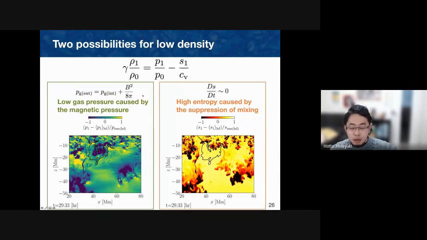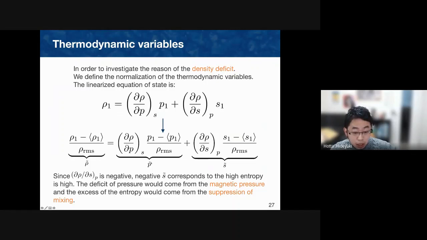So, one is P tilde, and the other is S tilde. So this is rho tilde. Rho tilde is, at first, we subtract the average density and normalize with the rho RMS. But the rho tilde is at first subtracts the horizontal average and normalized with the rho RMS. Okay, so this is important. And multiply this factor. And the entropy. So we did the same thing for the entropy. So with this, so this is important. So these variables satisfy the rho tilde equal P tilde plus S tilde.